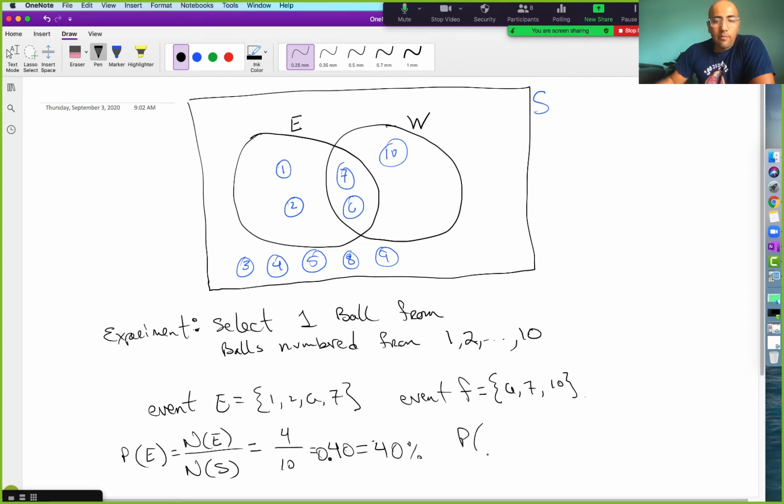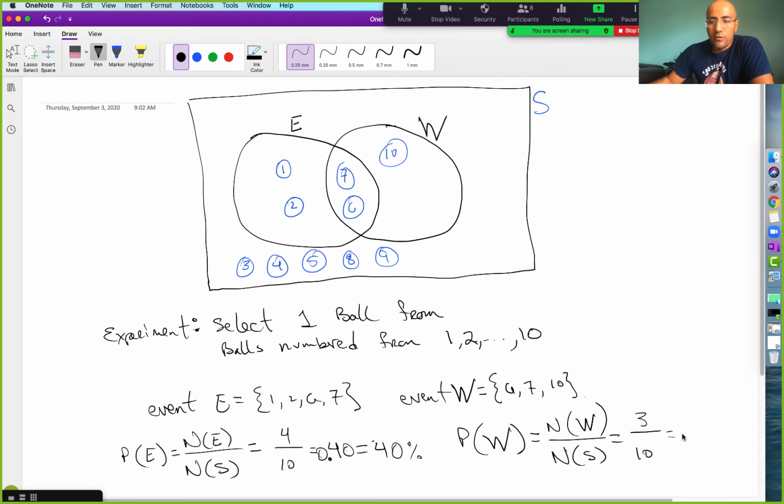Good. Probability that event F will happen. Oops, see, I went back to my F. I'm used to F's. Well, no, let's leave that as a W. Event W. Okay, the probability that event W happens is equal to the number of ways in which event W can occur divided by the number of values in our sample space. And there are 3 ways in which W can occur out of 10, which turns into 0.30 or 30%.